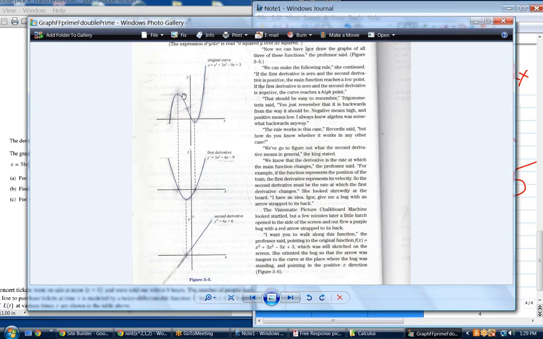If I'm looking at this original function, there is an absolute maximum right there. Why? Because it's concave down, and the slope of the tangent line is 0, which indicates a maximum or a minimum, but the fact that it's concave down indicates a maximum. Over here, the slope of the tangent line is also equal to 0. So I know that these two 0 points indicate a local maximum or a local minimum of the original function, but I don't know which from just looking at that.